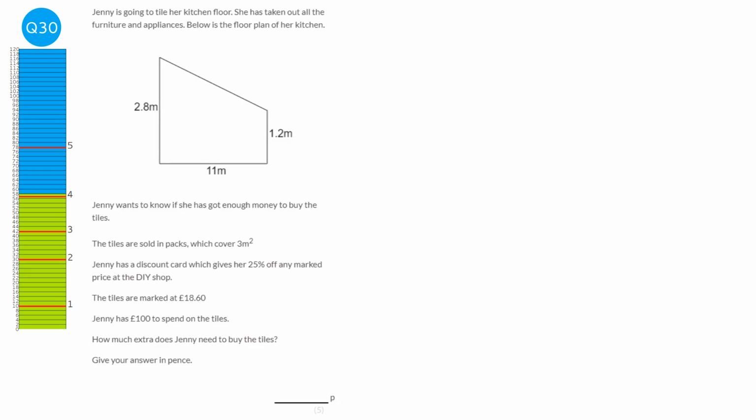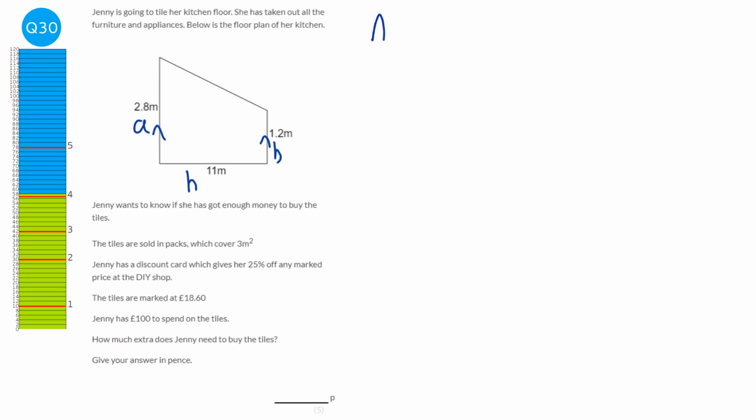The first thing we need to do is work out the area of the floor, and you'll notice that this is a trapezium. So with a trapezium, the formula is half (a plus b) times h. And a and b are the parallel sides, so these ones are the parallel sides, and the height is the one connecting the two bases, the two parallel sides.